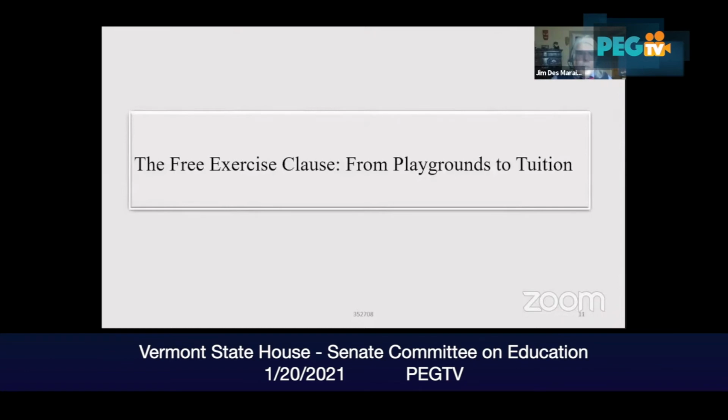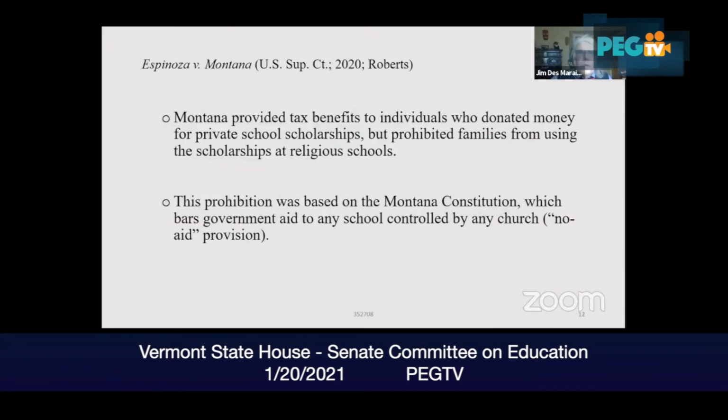Okay, so we're still talking about the free exercise clause. There's a second case. We talked about Trinity. We started with playgrounds, resurfacing playgrounds. Now we're going to talk about tuition, use of public tuition. So Espinoza v. Montana was decided in 2020. The opinion was written by Roberts.